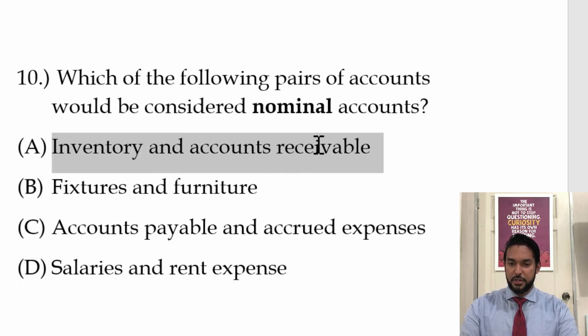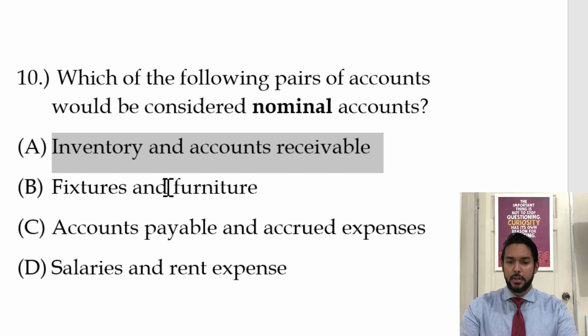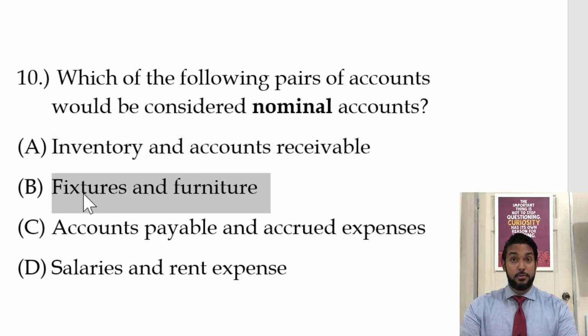So inventory and accounts receivable. Inventory is stock, accounts receivable is debtors. They're both assets, so that's not nominal. By the way, asset accounts are classified as real accounts, but we're going to get into that a little later down. Fixtures and furniture, those are both assets, so definitely not nominal.